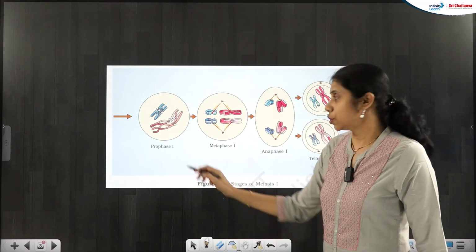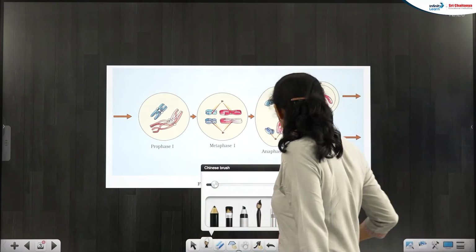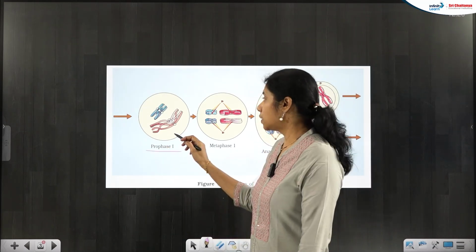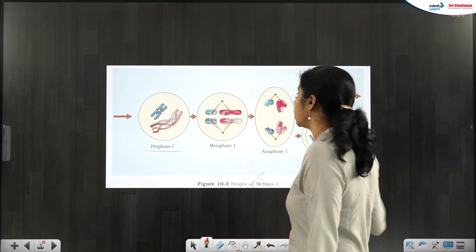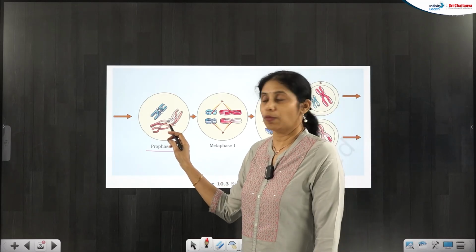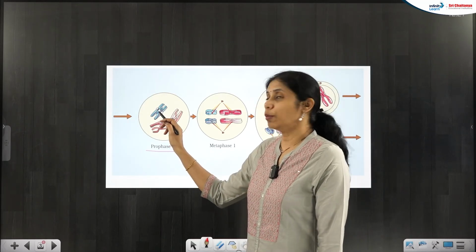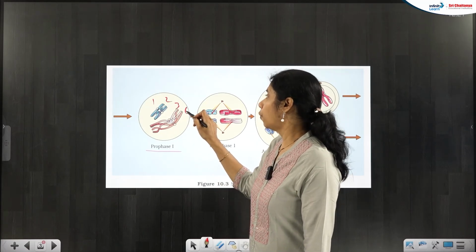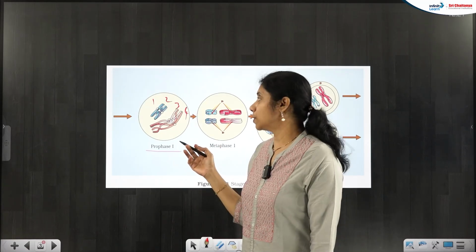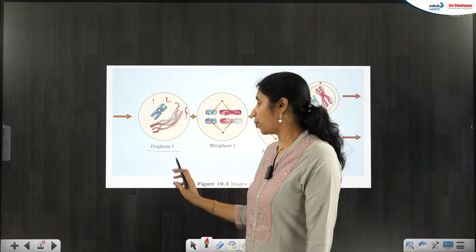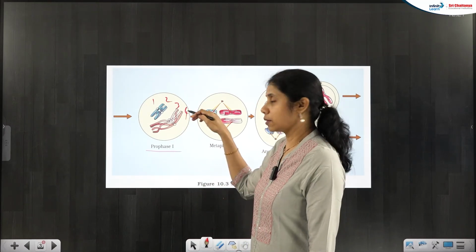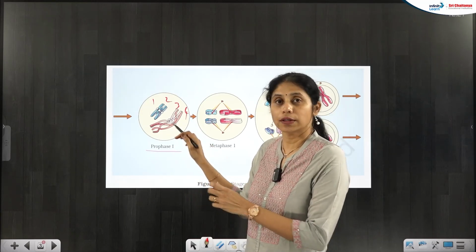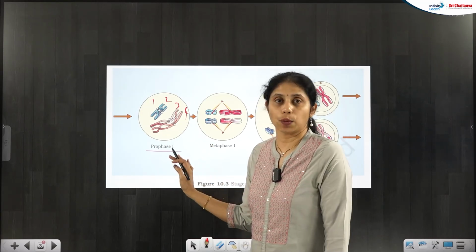The first picture shows prophase 1. In this prophase 1, you can see very clearly red chromosomes and blue chromosomes. The total number of chromosomes you can see is 4. 4 chromosomes are present in prophase 1. They are showing intertwining, or they are connected at some points. If they give this diagram, it is prophase 1.